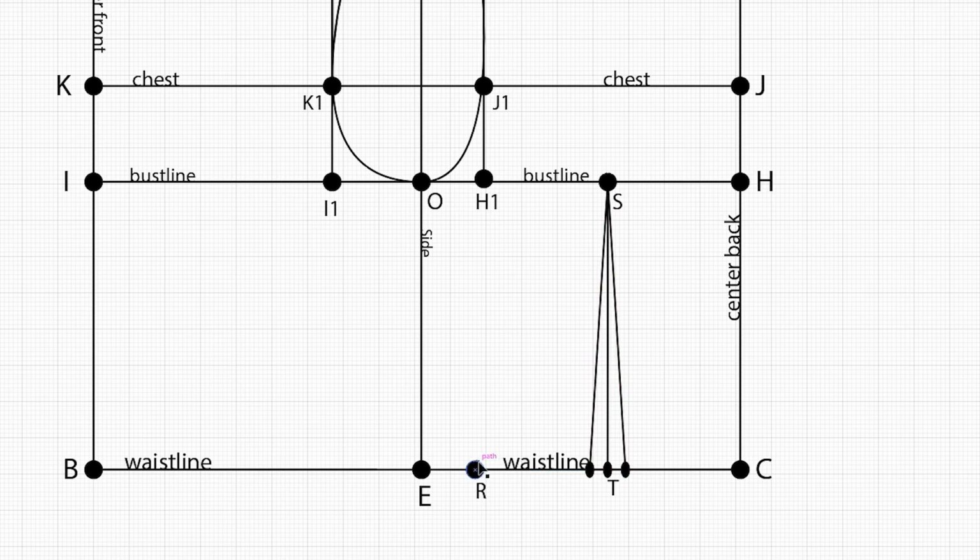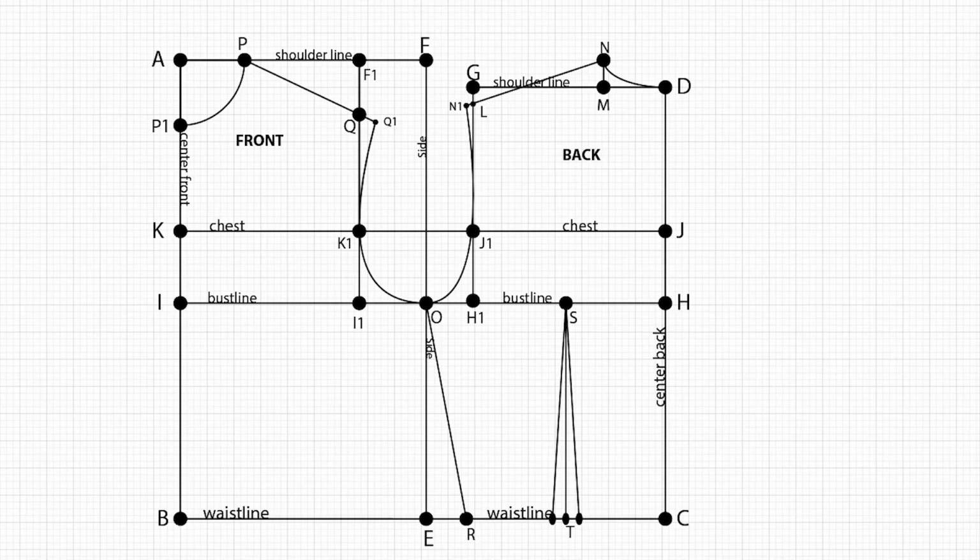All right, so now that we've created our back dart, we want to go ahead and close the side of our back bodice by creating a line from point R to point O. All right, so as you can see, our back bodice is now complete. We're going to go ahead and work on the waist portion of our front bodice.